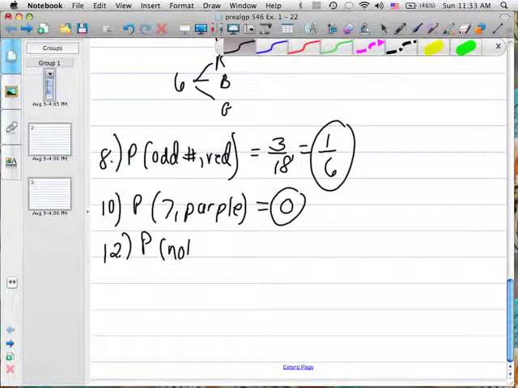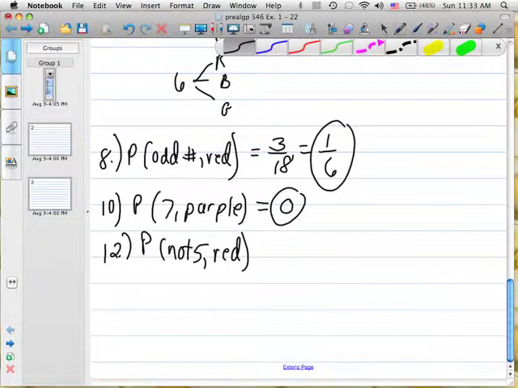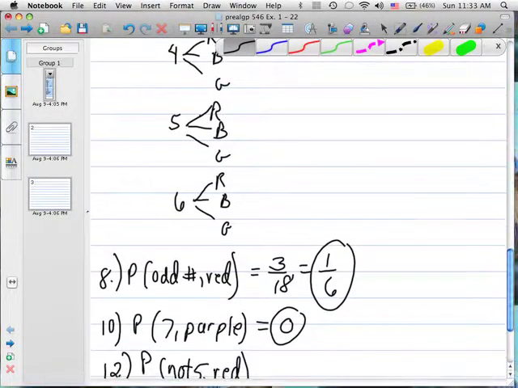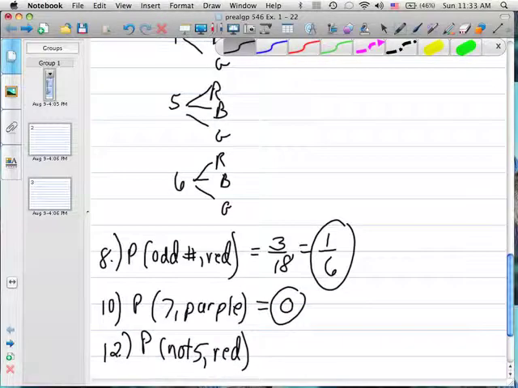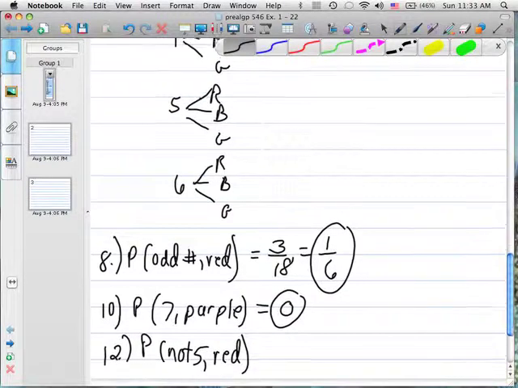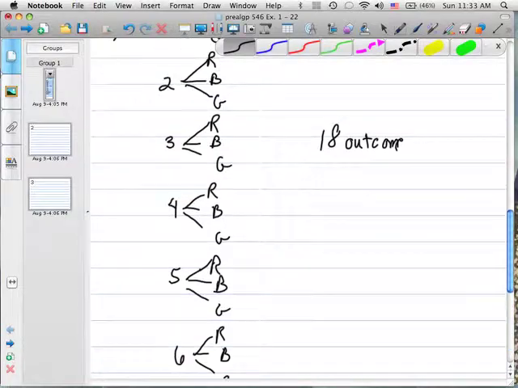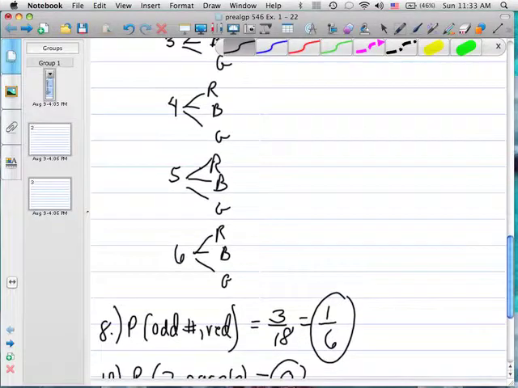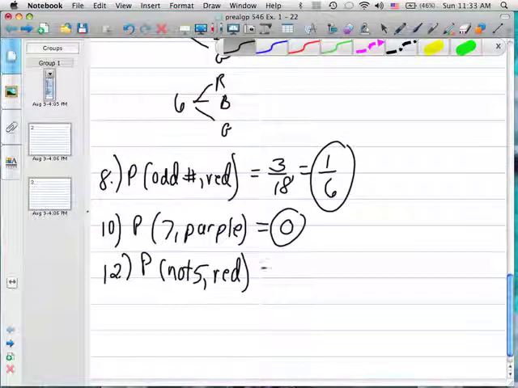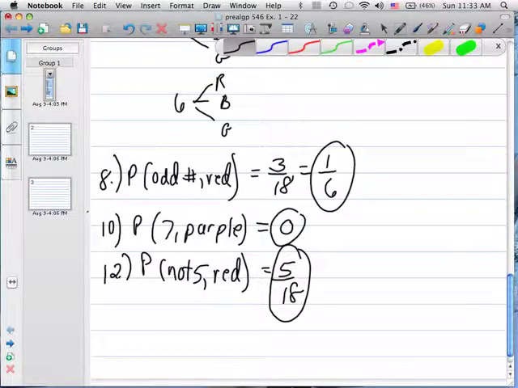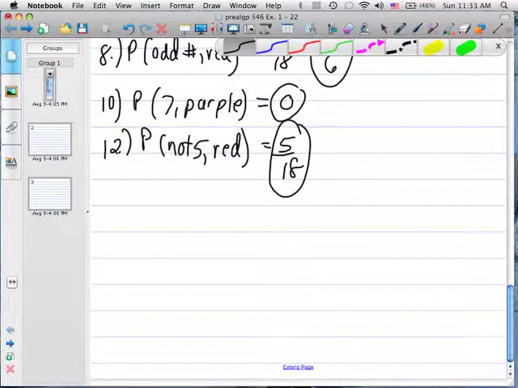Number 12, the probability of not 5 and red. Well, excuse me, they're all not 5s except the 5. And it has to be red. So 1 red, 2 red, 3 red, 4 red, and 6 red. There are 5 ways to do that out of 18, and that can't be simplified.